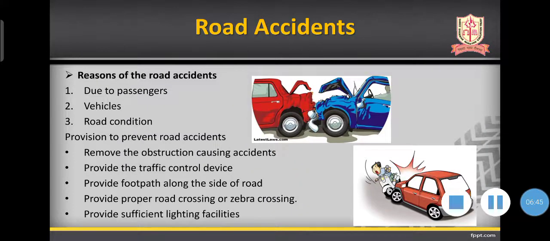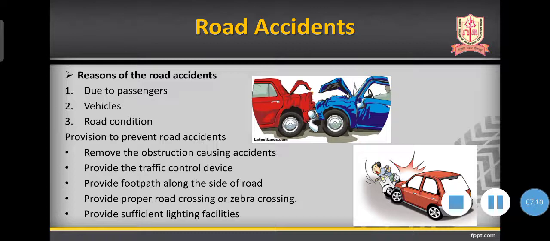Then the reason for the road accident can be the passenger, the vehicle, or the road condition. The accident can happen because of the driver, because of failure of the vehicle, or because of the road condition. If there are defects in the road, the accident can happen even though everything else is fine.